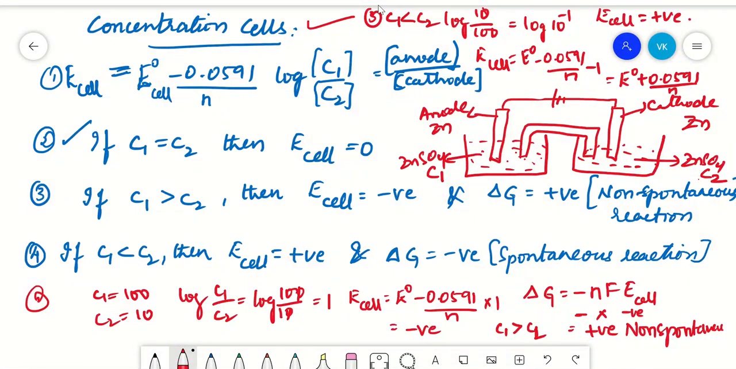Now if this is a positive value, what will be your delta G value here? Delta G is equal to minus, minus into positive charge. So it will become a negative charge. Negative charge itself means third equation. This is your third equation where your cell reaction will be spontaneous reaction.